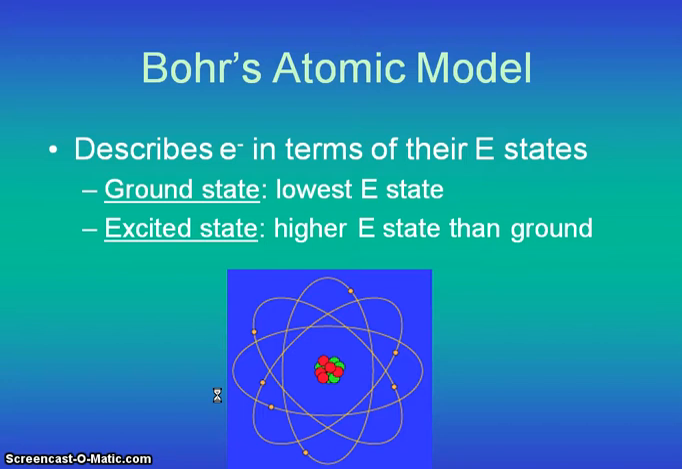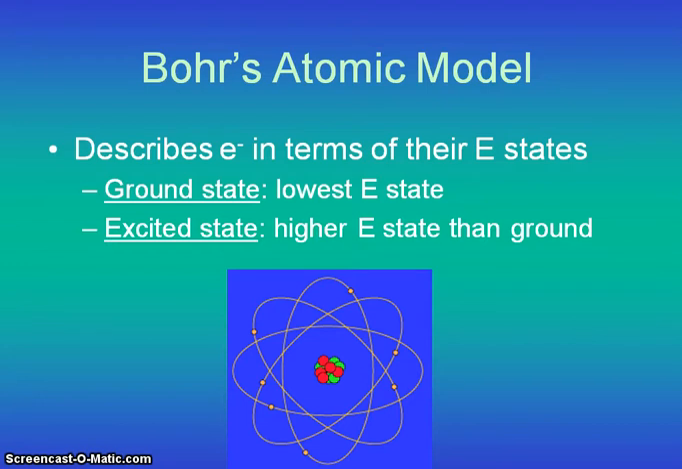All right, so we've mentioned Dalton's atomic model, Thomson's atomic model, and Rutherford's atomic model. Bohr came along a little bit later, about 1913, when he came up with his model, and what it says is it describes the electrons in terms of their energy states, ground states and excited state being the key ones. A ground state is going to be the lowest energy state that an electron could be at. That would be where it's most stable. And its excited state is any energy level higher than that ground state.